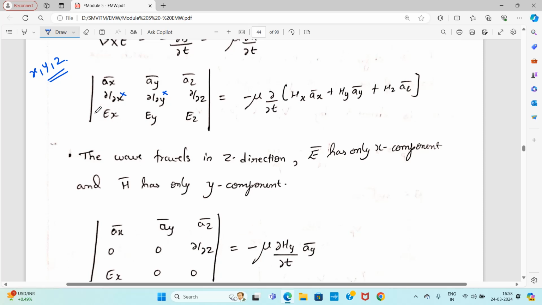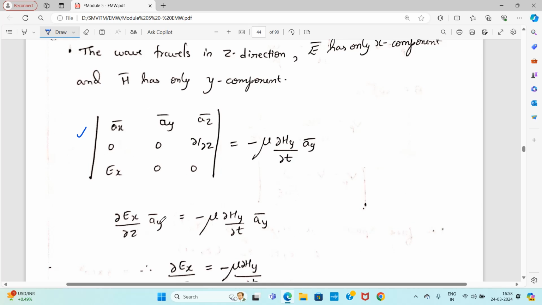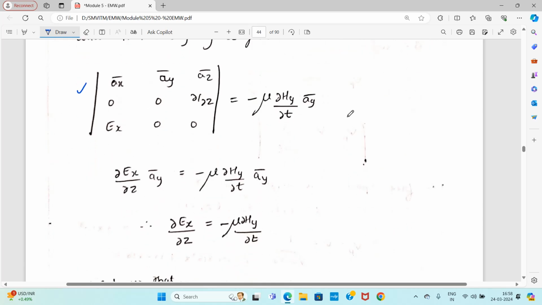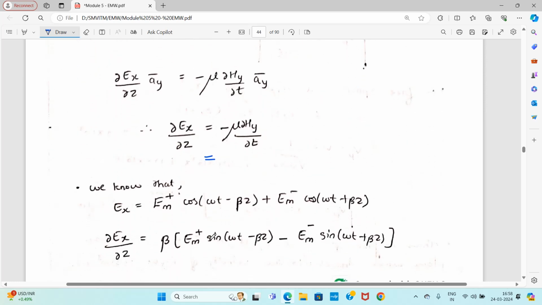Second thing is, I am assuming that E exists only in x direction. So y and z of E will be 0. Okay, so two things you have to change in the matrix, and this will be the new matrix now. On the other side, if E is in x direction and the total wave is traveling in z direction, then H should be only in y direction. So x and z components of H will be removed and only this much is left for H. Okay, so this is the final matrix you have. Take the determinant of the matrix, you will end up with this. Ay gets cancelled on both sides and you have only this much now. Dou Ex by dou z is equal to minus mu dou Hy by dou t.